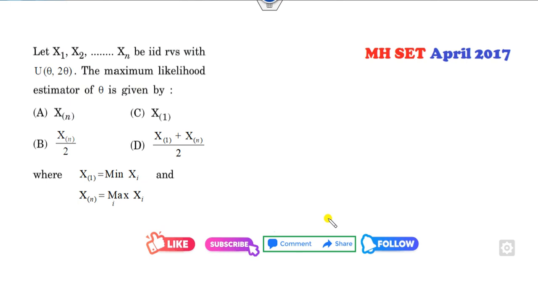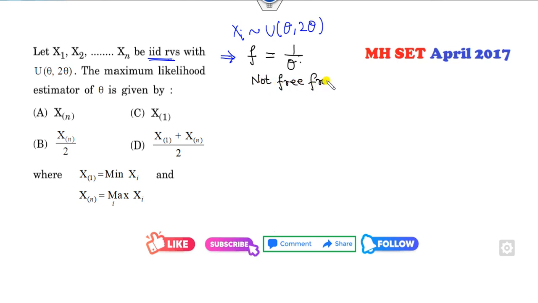Okay, look at this another one. Xi's are the IID random variable samples which follow uniform distribution on theta and 2 theta. Then the MLE of this. Firstly we will identify whether it's unique or not. What is the PDF? You can clearly say it is not free from theta. So that means we will get the MLE as unique.